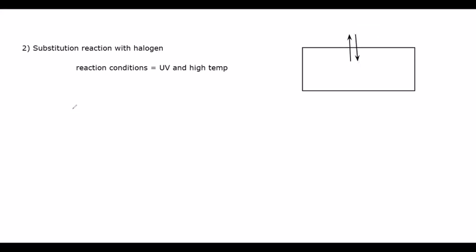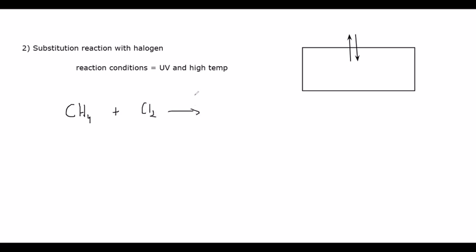For example, I have CH4. What's the name of this compound? CH4? It's an alkane. Okay, but what is the specific name? Because one carbon is there, it is methane. It reacted with halogen. Halogen means salt formers such as fluorine, chlorine, bromine, or iodine. So for example, if there is chlorine, chlorine means Cl2.